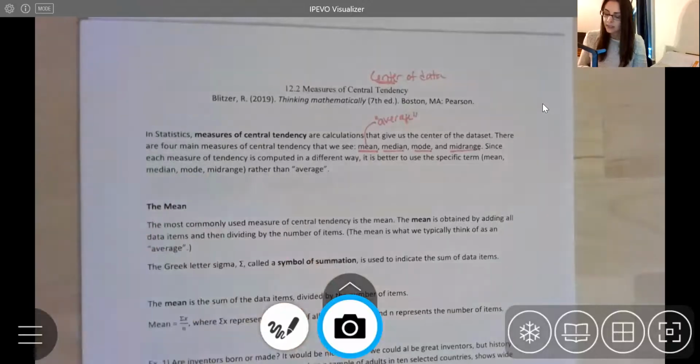Since each measure of tendency is computed in a different way, it is better to use a specific term rather than just saying average. A lot of times we use average for mean, and you will see that in many other textbooks. Even in Excel, they use average instead of mean, but it is better to try to use the specific term instead. So mean, median, mode, or mid-range.